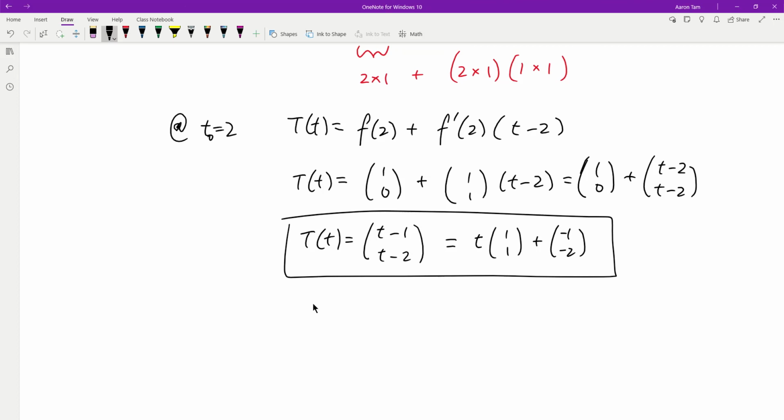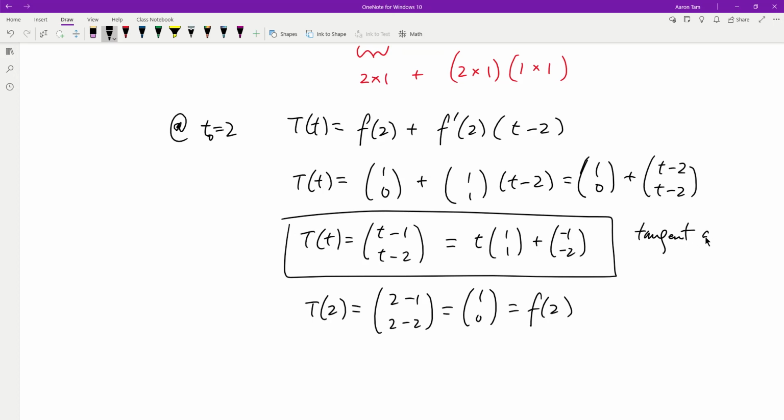Let's look at what happens if I plug in 2. That would become (2 minus 1, 2 minus 2), and voila, that is exactly what f of 2 is equal to. This is now a tangent approximation. Now, some of you might ask, well, is this still a tangent line? Yes, it is still also a tangent line.